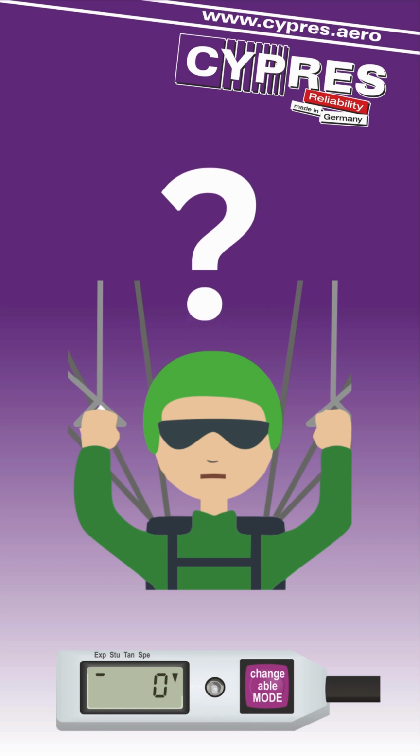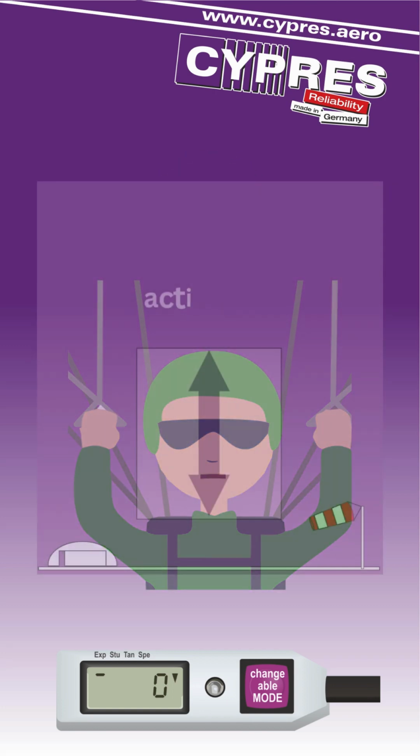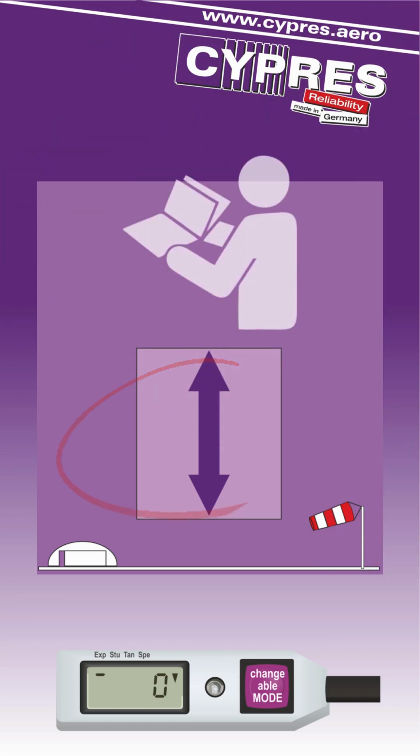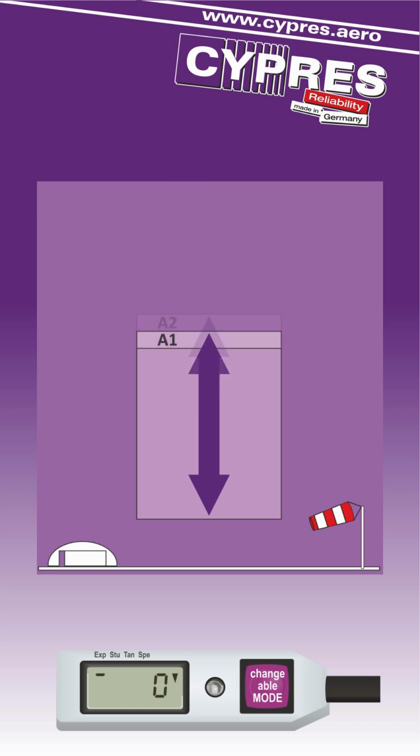What happens if the activation altitude is changed? Your CYPRES has a fixed range in which it will activate if the conditions are met. The altitudes vary depending on the model or mode. The values for your CYPRES can be found in your manual. If the activation altitude is changed, the activation altitude range is increased in steps of 100 feet or 30 meters. The lower limit remains the same.